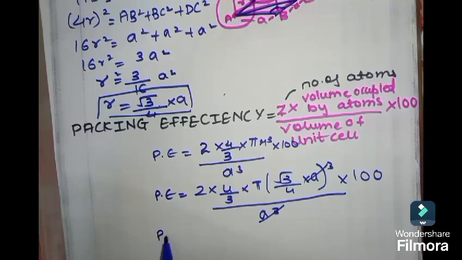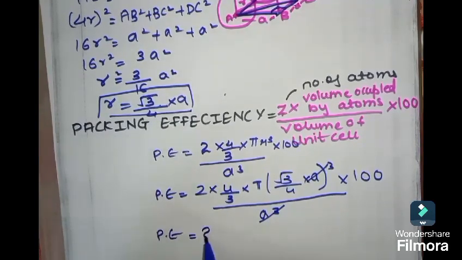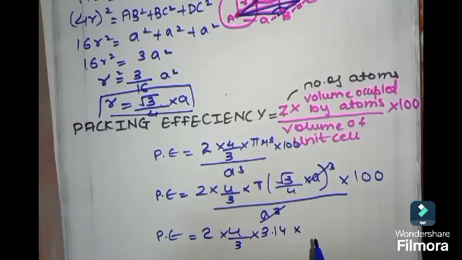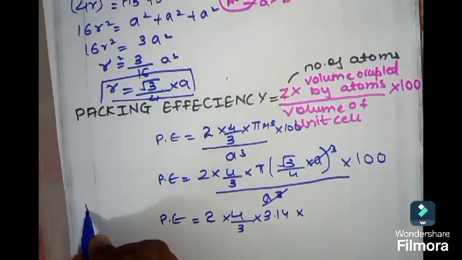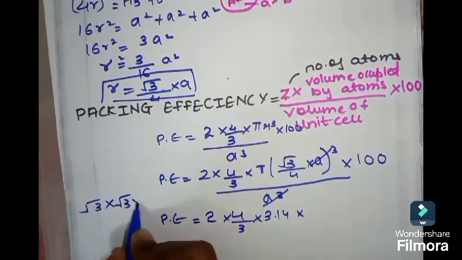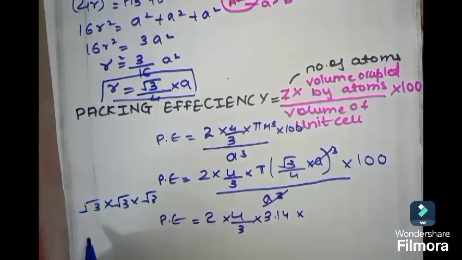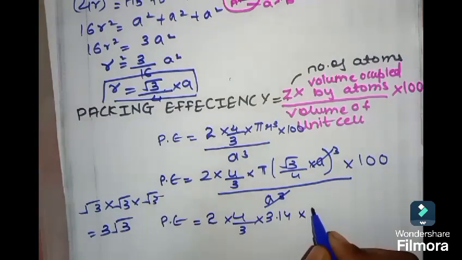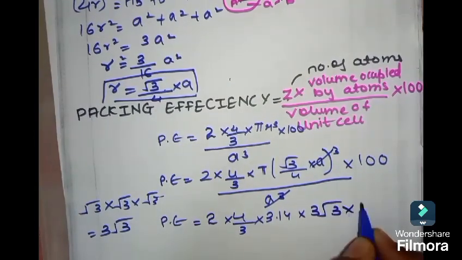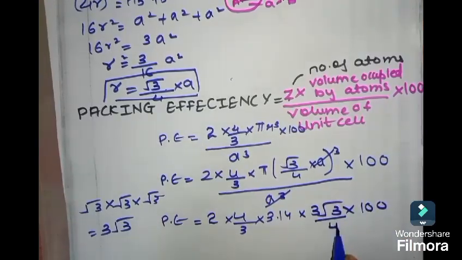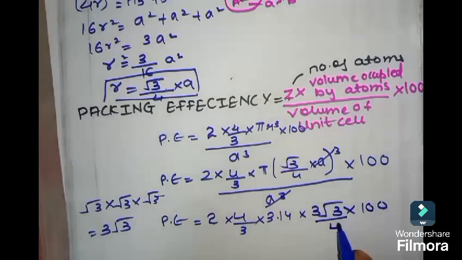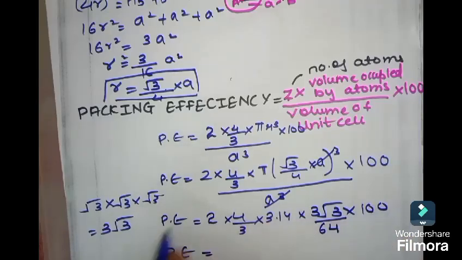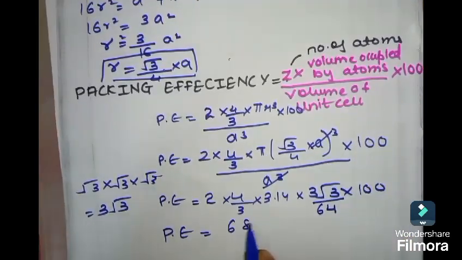So now we'll write this as packing efficiency is equal to 2 into 4 by 3. The value of pi is 3.14 into the cube of root 3, which is root 3 into root 3 into root 3. So root will get cancelled. It will be 3 and then root 3. So we'll write 3 root 3 into 100 and we'll divide it by 4 cube, which is 64. So when we solve this whole sum, we'll get the answer as 68%.